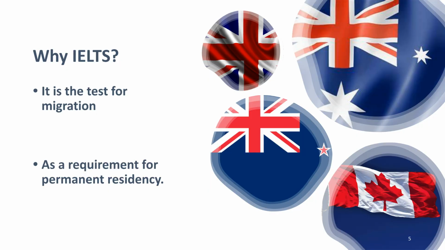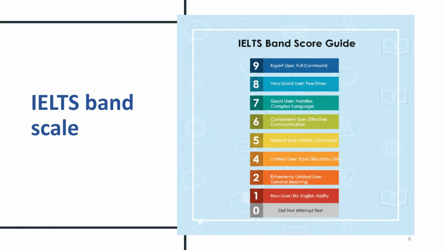Why take the IELTS? It is the test for migration and a requirement for permanent residency in many English-speaking countries, such as the UK, Australia, New Zealand, and Canada. The IELTS band scale ranges from 1 to 9, where 9 is an expert user and 5 is a modest user. This slide details the skill level description for each score.